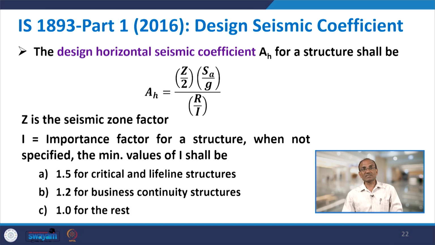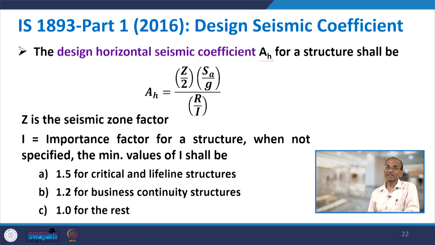When you design structures using this code, there is something called the design seismic coefficient, which is calculated based on the design horizontal seismic coefficient AH, and this seismic coefficient AH is dimensionless. The design horizontal seismic coefficient for the design of a structure is given by the relation Z by 2, SA by G, R by I.